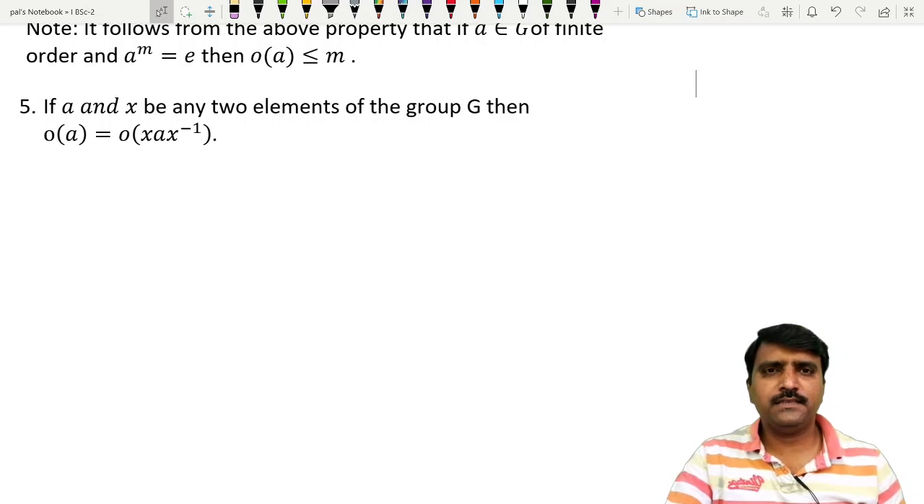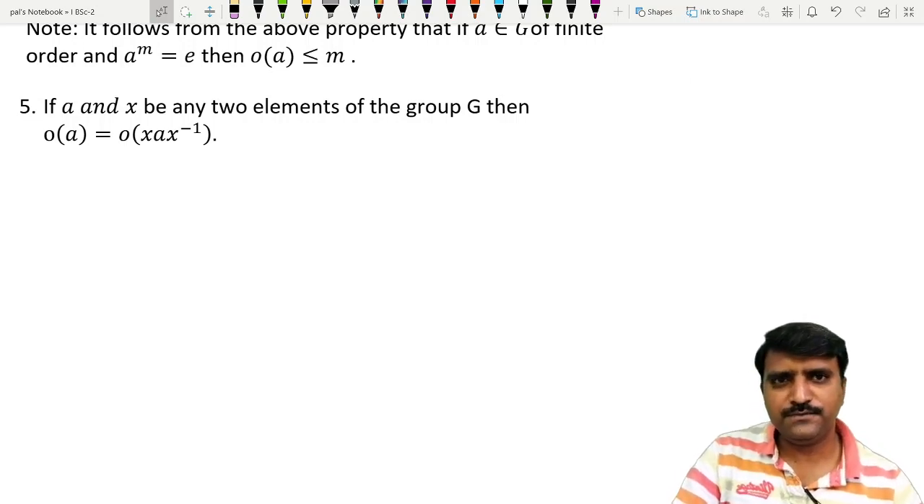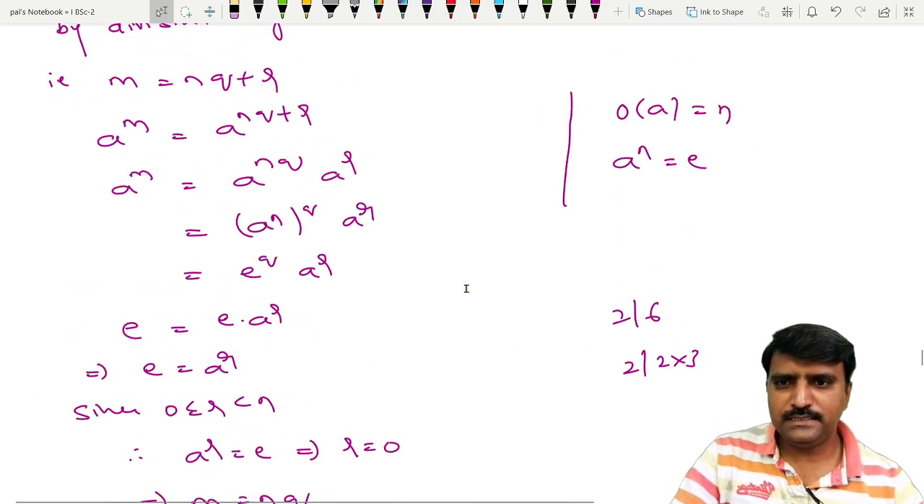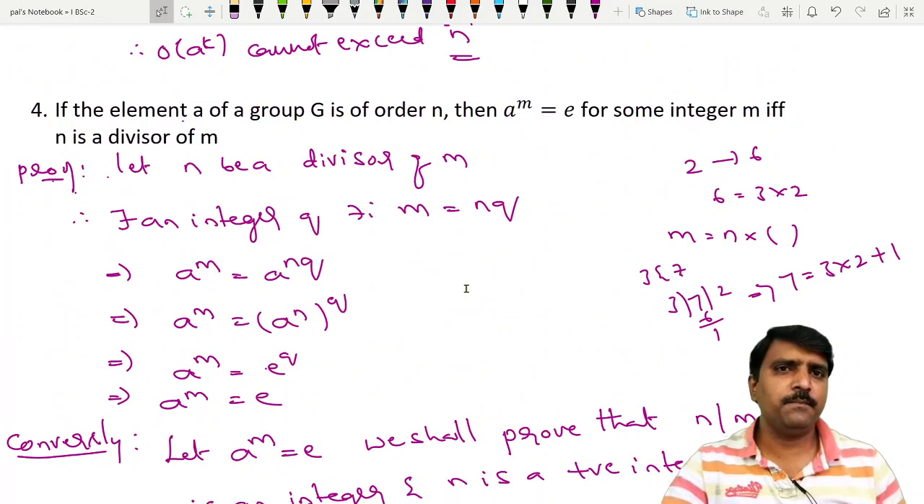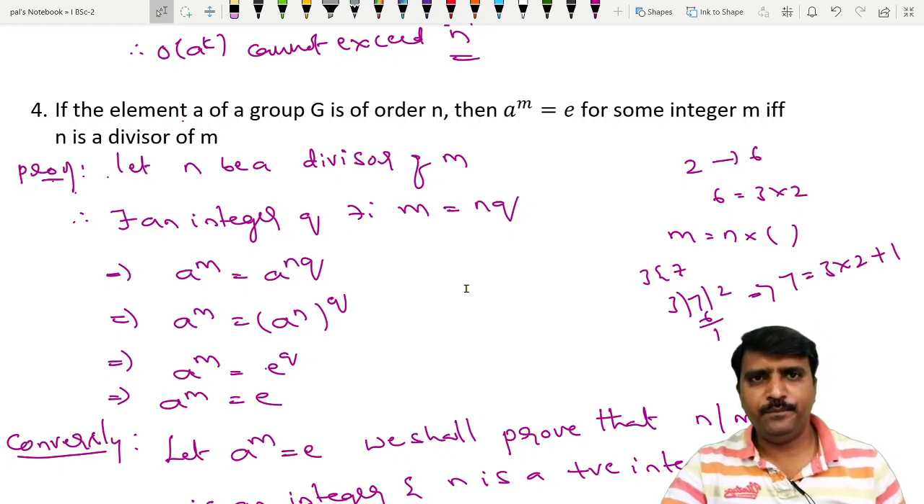Okay, and so last class I discussed some important properties of order of an element. The fourth property we discussed in last class is: if the order of an element a is n and a to the power of m is e, then definitely n divides m, or n is a divisor of m. So m is divisible by n.